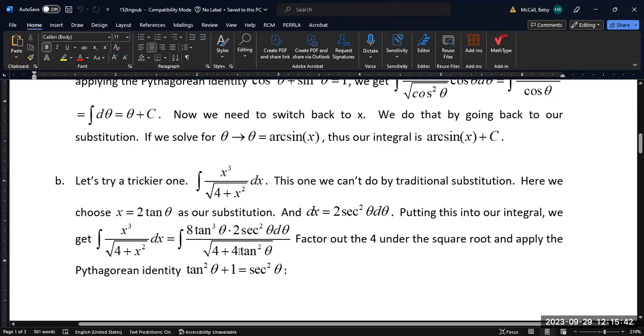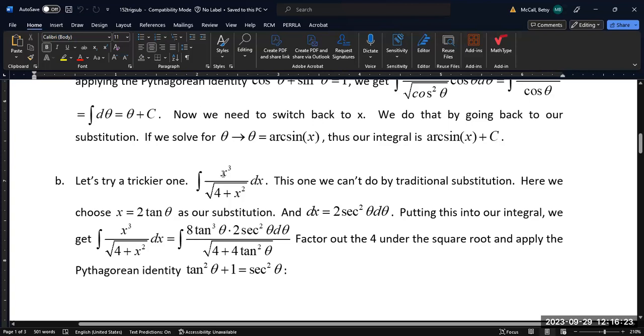And then again, the radical: if you replace your x squared using 2 tangent theta, you're going to square it. That's going to get you 4 tangent squared theta. Then take out the 4. The square root of 4 is 2. And that's going to give you 1 plus tangent squared, which will turn the radical into a secant squared. And then the radical and the square will cancel, and that radical will again turn into 2 secant theta because our substitution was 2 tangent theta. So again, that same process is in mind.